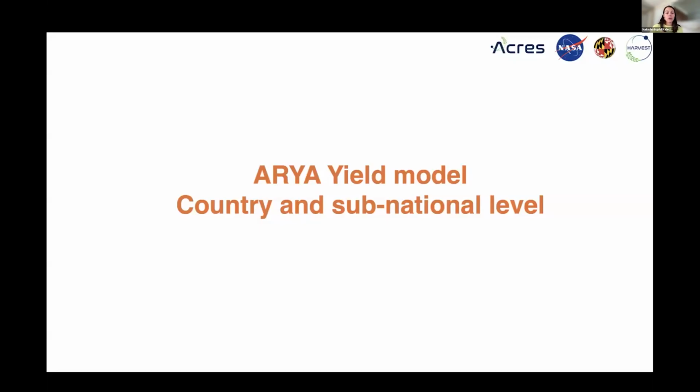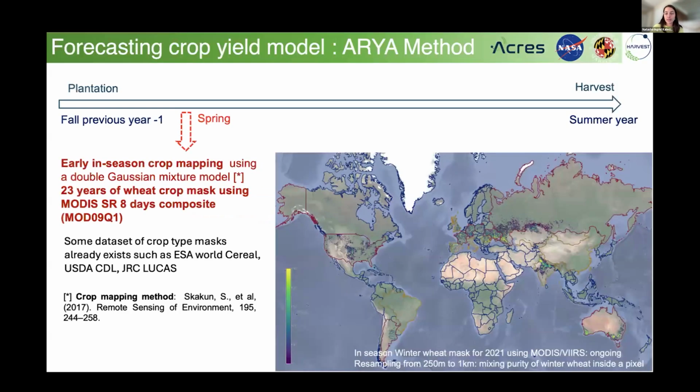Actually, we have been working for more than a decade on yield models. This yield model is called ARYA, and it works with MODIS data and now VIIRS data at country and subnational level. So I will quickly introduce this model. The first step of this model is to build a crop type mask. Here is an example of different crop type masks that we built using MODIS 8-day composites over several countries, like in Europe, Argentina, Australia, and the USA.